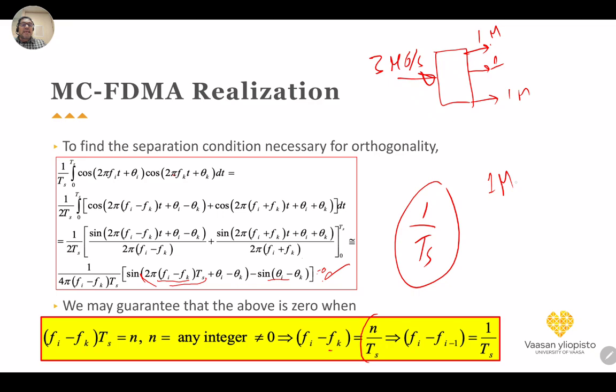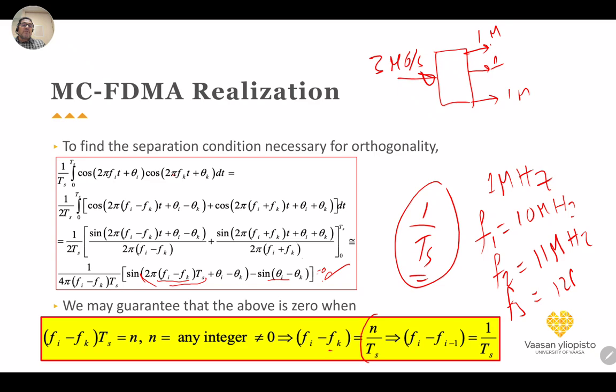For example, if you use the first frequency equal to 10 megahertz, then what is the second one? It cannot be less than 11 megahertz, because the separation should be at least 1 over Ts. Of course, it can be 12, but 12 is not good, because you will waste more bandwidth. I want to keep the bandwidth. So we can add 1 megahertz every time, assuming that this is the minimum that I want to use in this system. The total bandwidth required will be 3 megahertz.